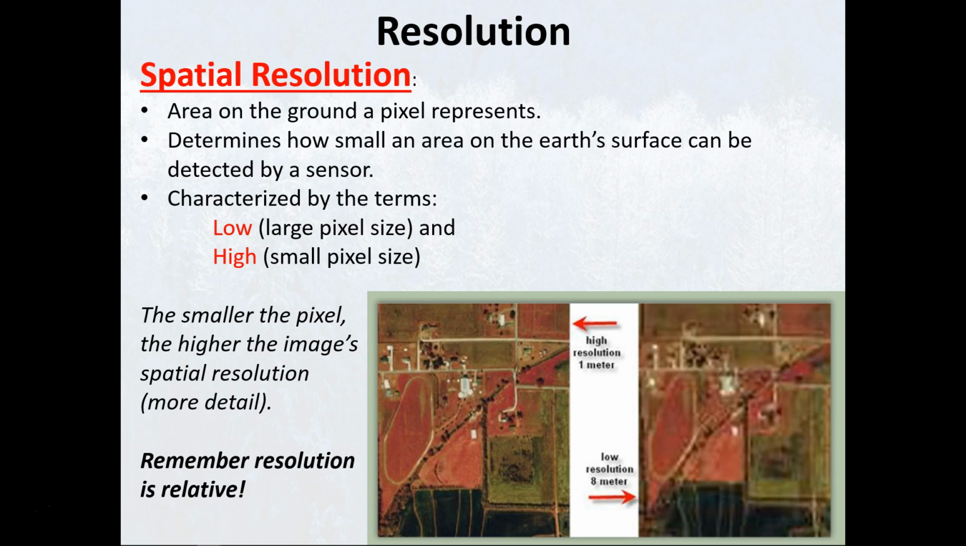Now, where it can get a bit muddled in your head is low spatial resolution equates to large pixel size, and vice versa. And remember, resolution is relative. Inherent to every sensor, there is a limitation on how small an object on the Earth's surface can be perceived by the sensor as being separate from its surroundings.